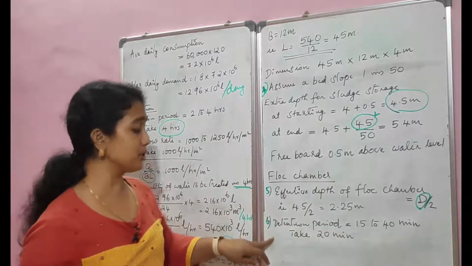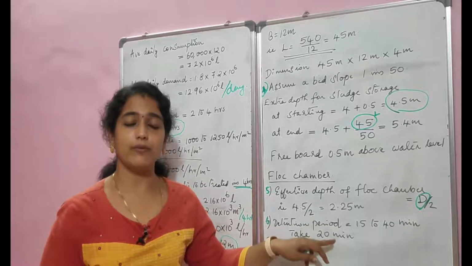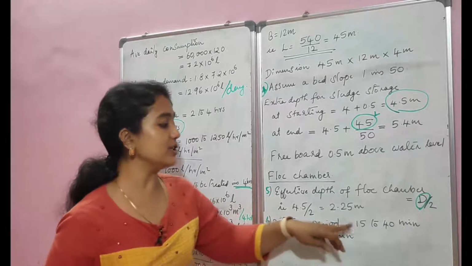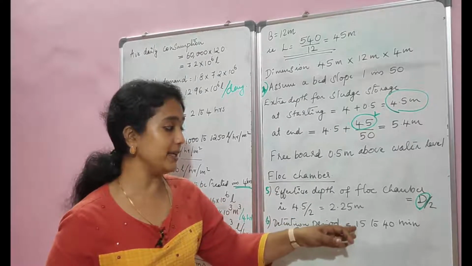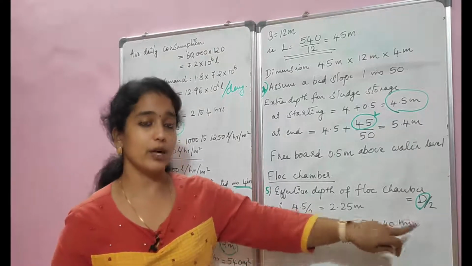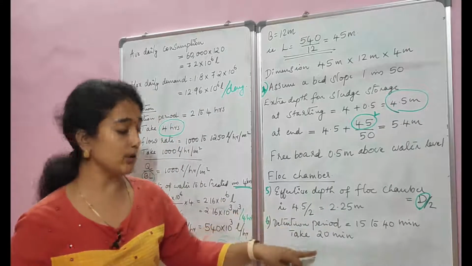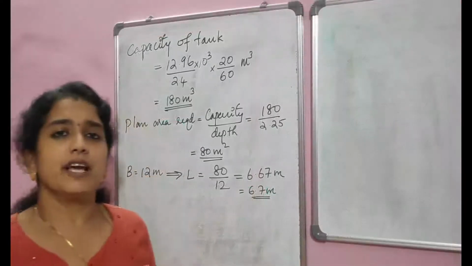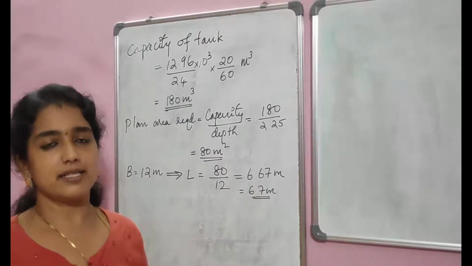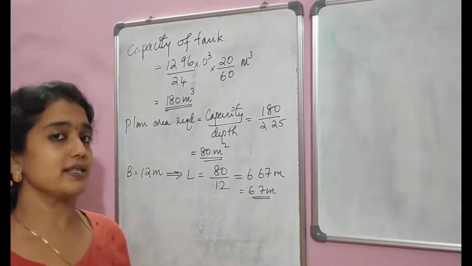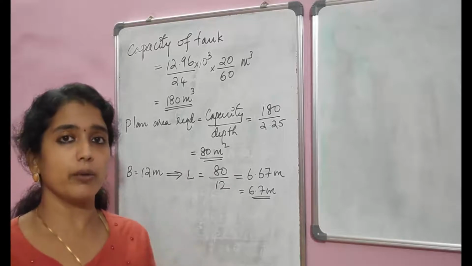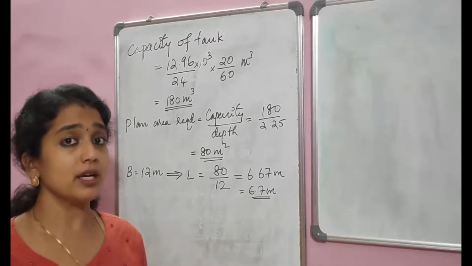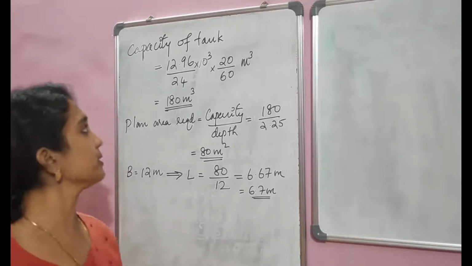Then the next assumption is the detention period of the floc chamber. Theoretically, the detention period should be in between 15 to 40 minutes. Here we are going to assume it as 20 minutes. Next we have to calculate the capacity of the tank. What is the capacity of the tank? It is the flow required in 20 minutes. 20 minutes is the detention time that we had already assumed.